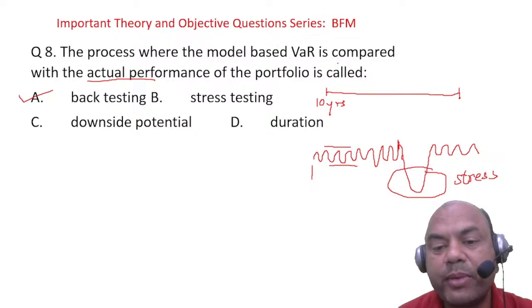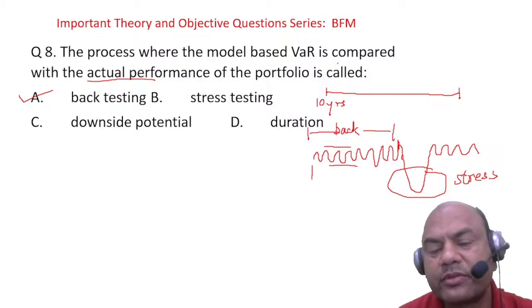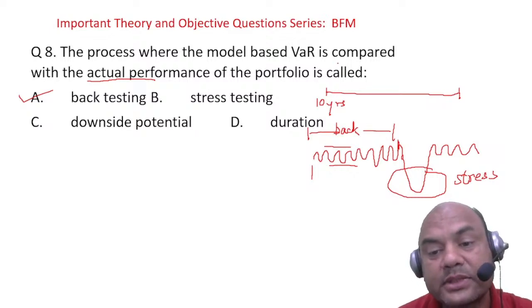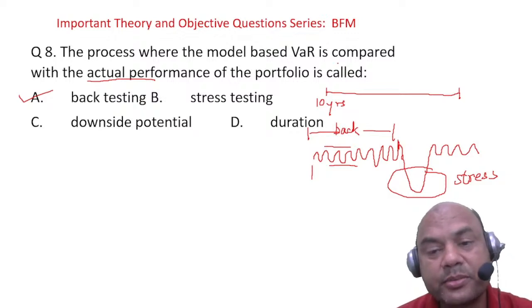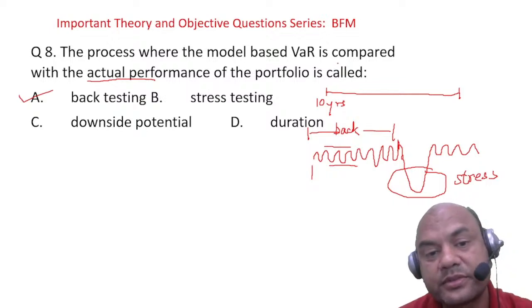This is the example of backtesting. Back means comparing with your immediate past. But stress means if something which has not come up in the last 10 years comes up, then what? That's the use of Monte Carlo simulation. Monte Carlo simulation is used to check various unseen scenarios.